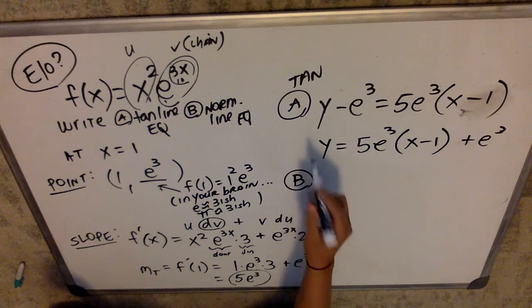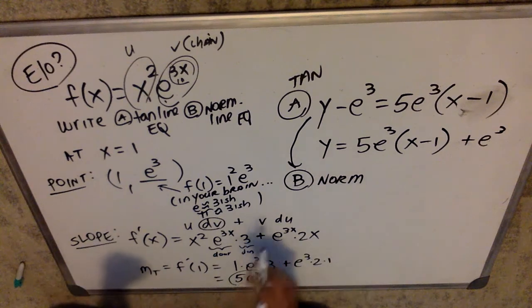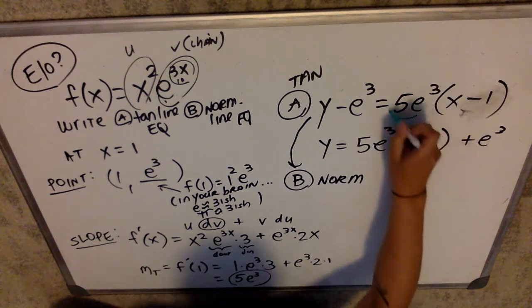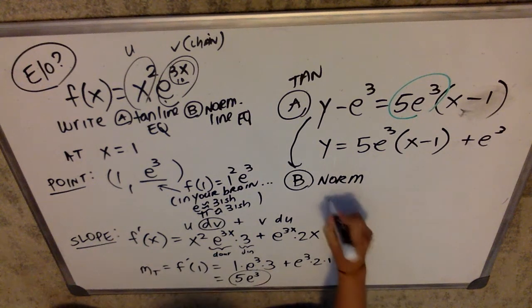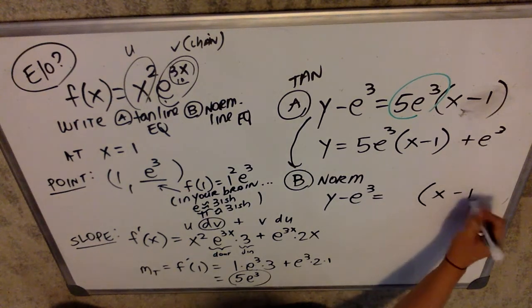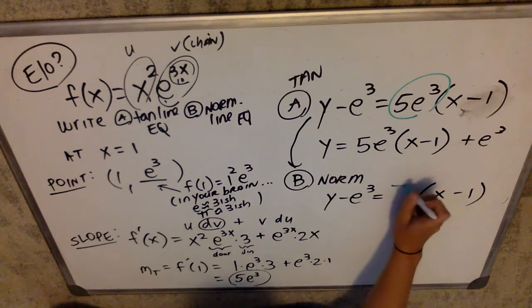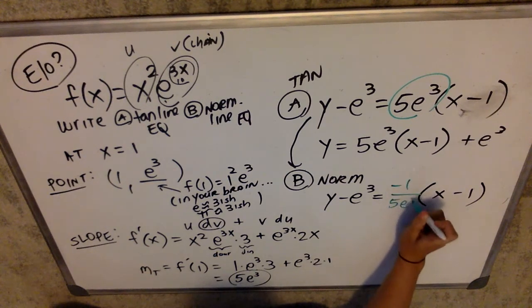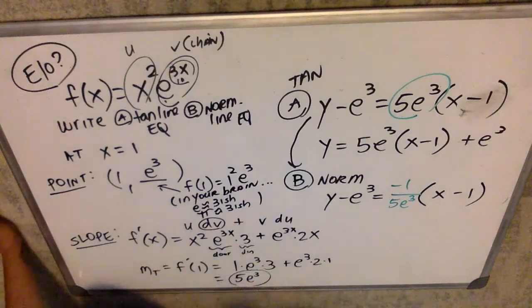For B, here's the great part about these problems. When you do the normal line, you totally plagiarize your own work. You literally keep everything the same except you change the slope, right? So I'm going to say, oh, my normal line is y minus the y value equals my m, which I'll deal with in a sec, x minus the x value. The only change I'm going to make is I'm going to flip this and change the sign. Flipping it, because it was over 1 secretly, just makes it a negative 1 over the 5e cubed, okay?